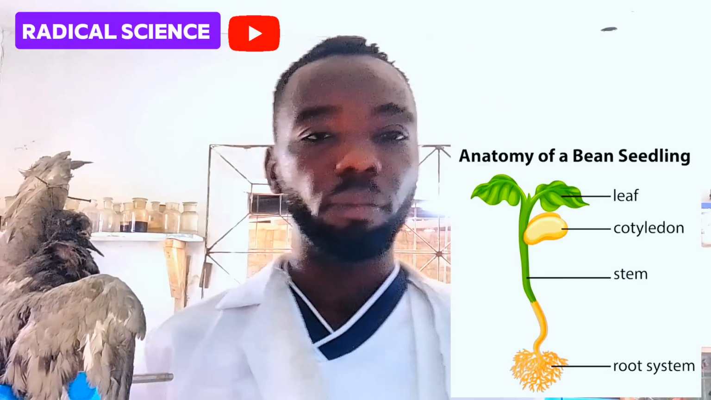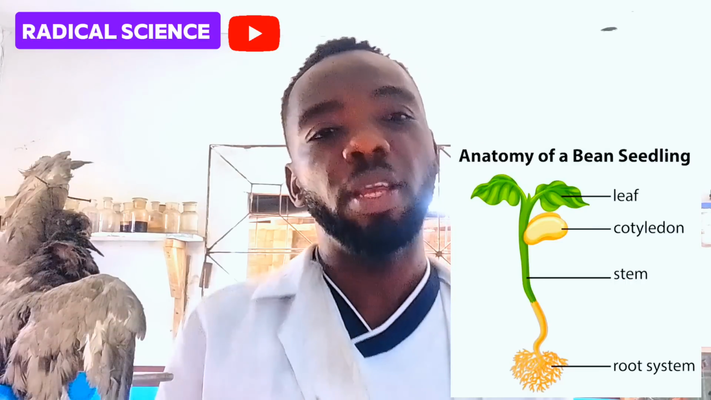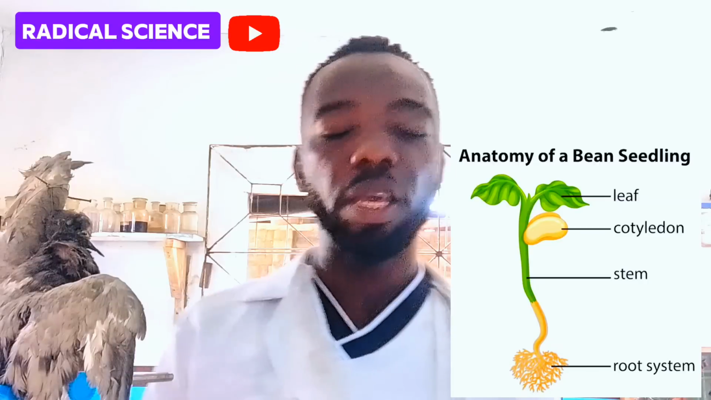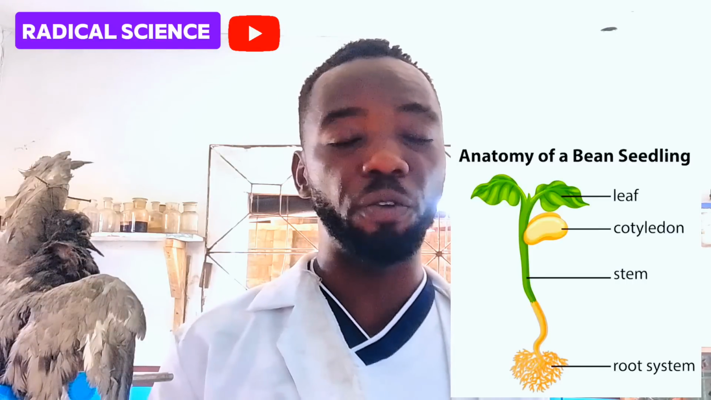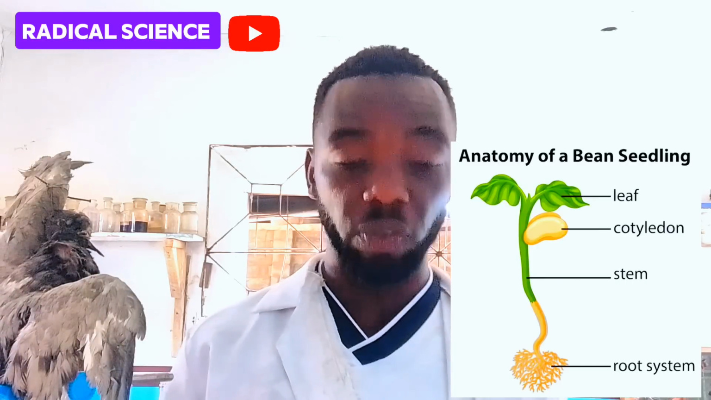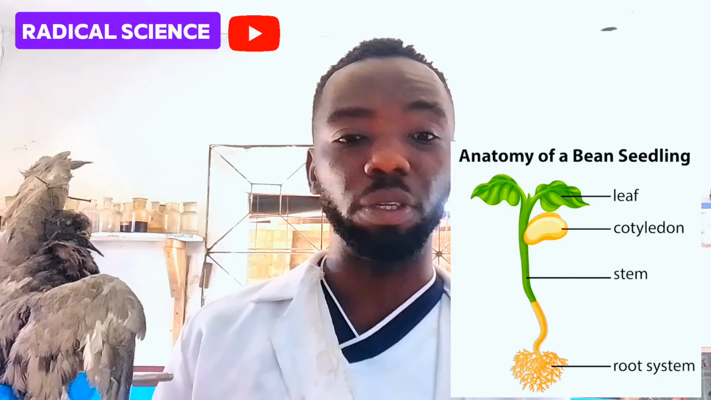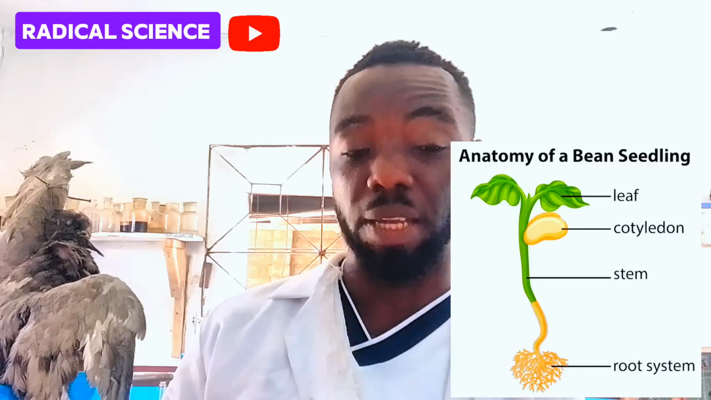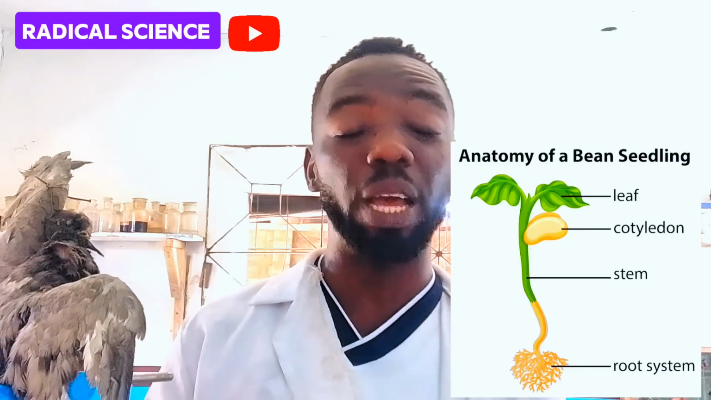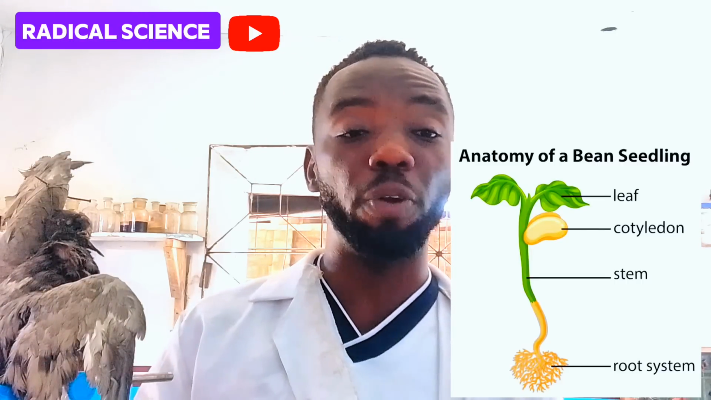Okay, another very important question that they will never fail to ask you as far as the NECO exam is concerned is the type of cotyledon. What kind of cotyledon does a bean seedling exhibit? Bean seedling exhibits dicotyledon. It is a dicotyledonous plant. The reason is that it is made up of two seed leaves.